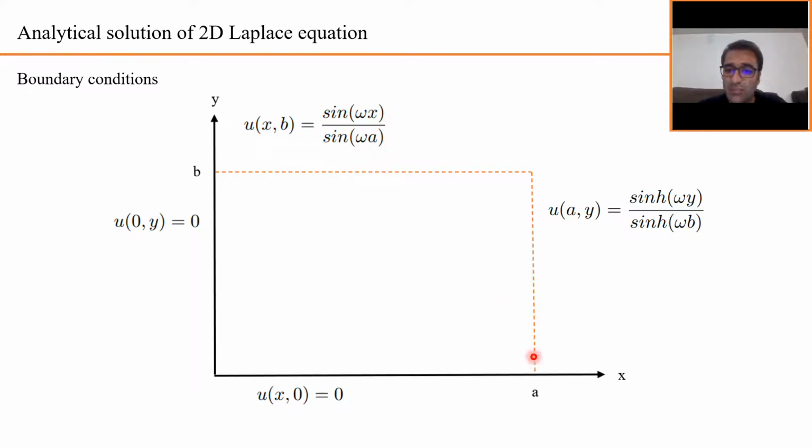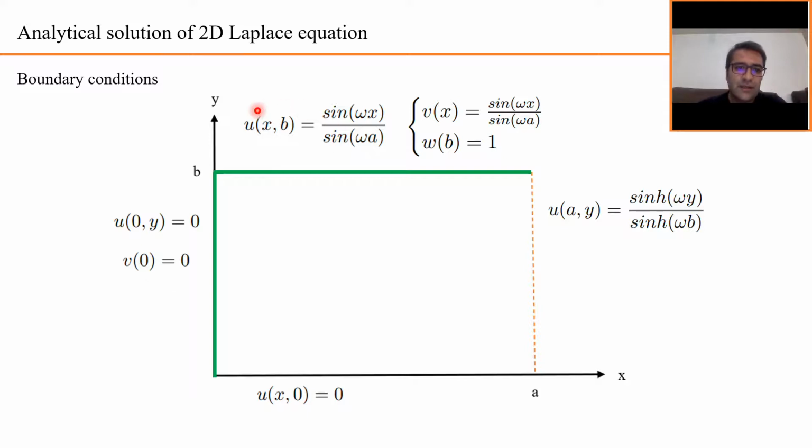And at the right boundary, when x is equal to a for all values of y from 0 to b, the function should be in the form of, not should be, I just define it to be like this. So it is sine hyperbolic omega y divided by sine hyperbolic omega b. So what does it mean? At the left boundary, when this is 0, it means that v(0) should be 0.